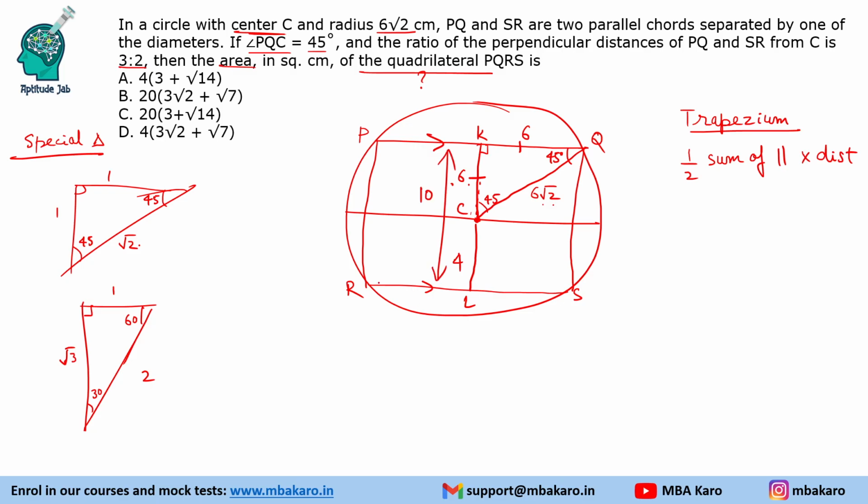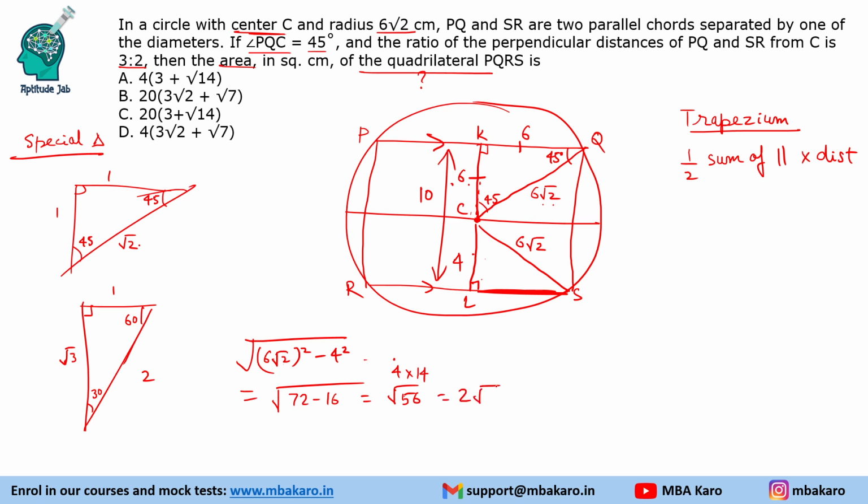This distance is 10. We need to find the sum of the parallel sides. Now what we will do, we will apply a right angle triangle over here. In this right angle triangle, this side is 4, this side is 6√2. So what will be LS? LS will be under root of (6√2) square minus 4 square. 6√2 squared is 2 into 36, 72, minus 16, which is 56. Root 56 means 4 we can take out, 4 into 14, square root of 4 is 2, so 2√14.